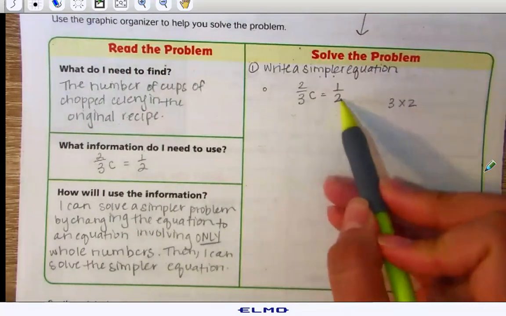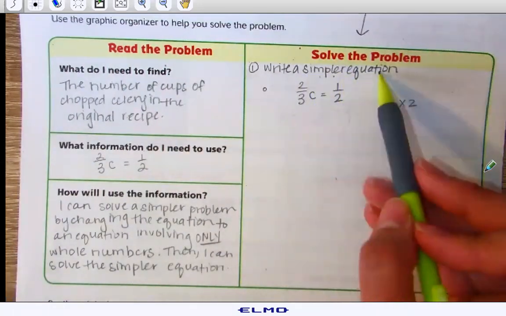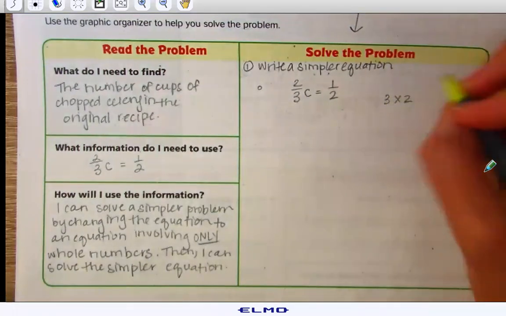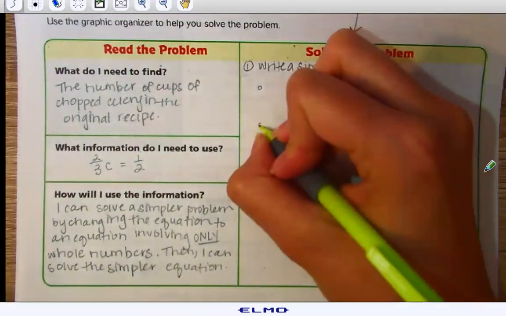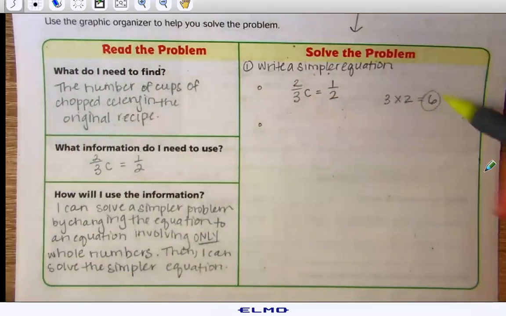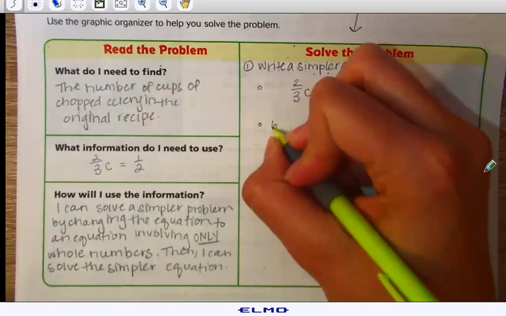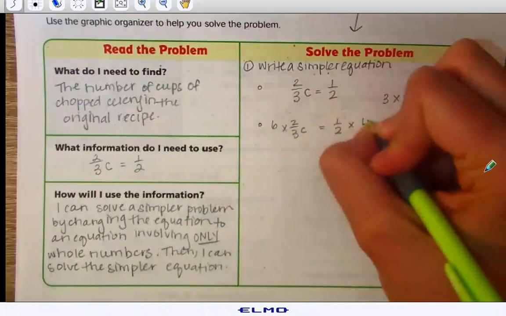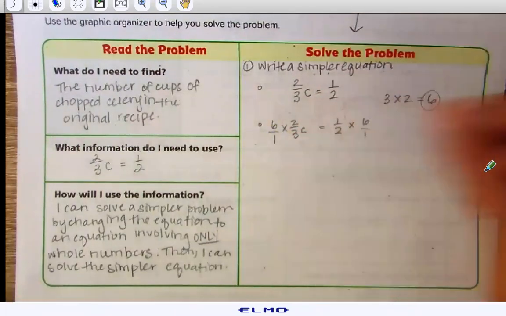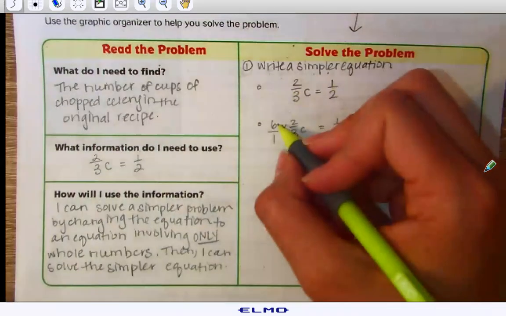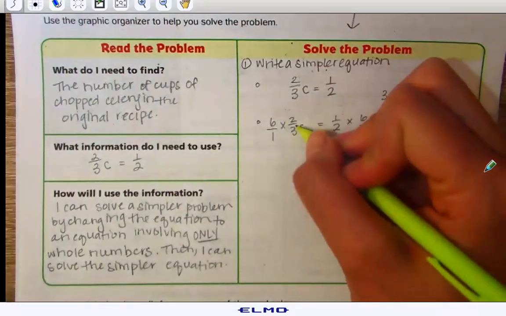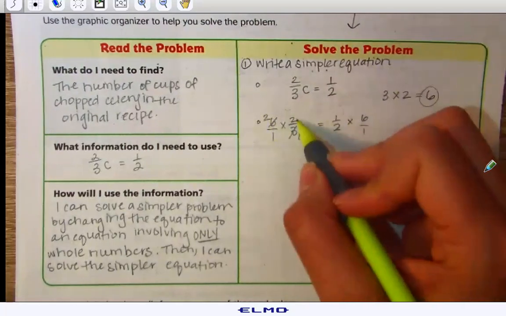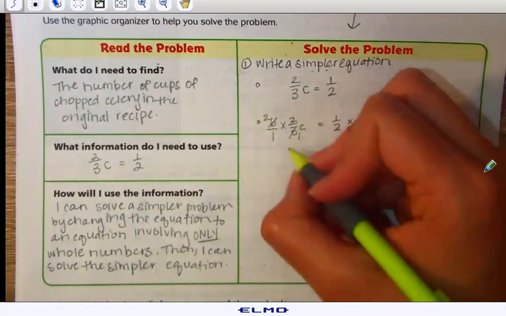Because there's a fraction on each side of the equal sign, in order to write a simpler equation, we're going to simplify by multiplying first the denominators of both fractions, which is 6. And then the second step is to multiply 6 on each side of these fractions. So you should have 6 times 2/3 c equals 1/2 times 6. All right, and I'm going to drop a 1 under these and multiply across. But I think I can simplify first. So I know 3 goes into 3 once, 3 goes into 6 2 times, and if I multiply across, 2 times 2 is 4, and 4 divided by 1 is 4.